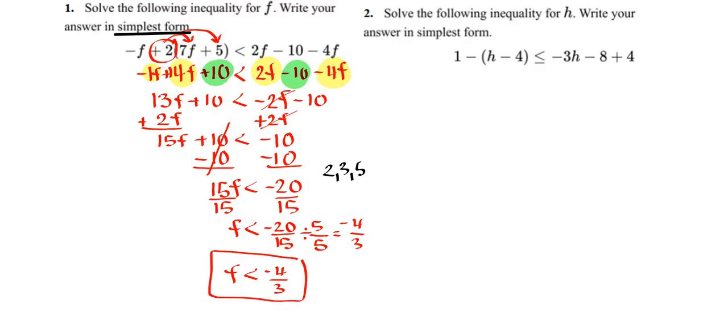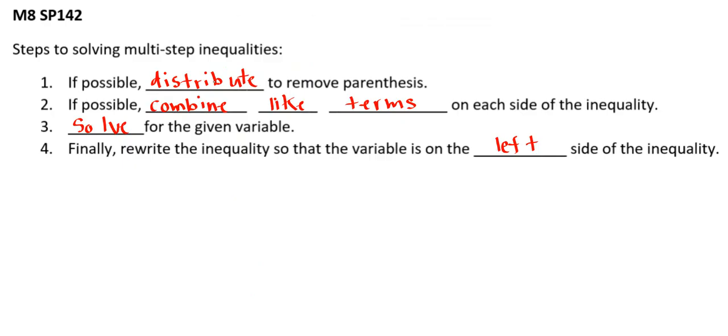All right, let's do our second example here. Again, step number 1, I would consult this list here. If possible, distribute. Number 2, if possible, combine like terms. Number 3, solve. And 4, finally, rewrite the inequality so that the variable is on the left. But so far, everything I've done, I've always been solving and putting it on the left. This last step would only be if you actually put the variable on the right side.